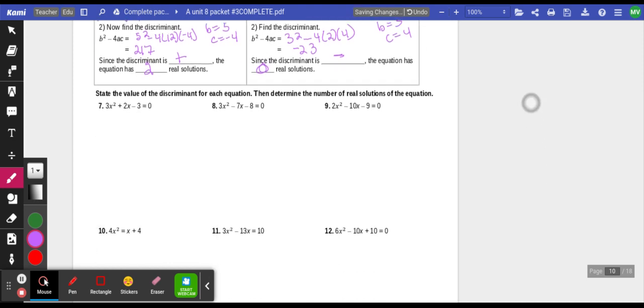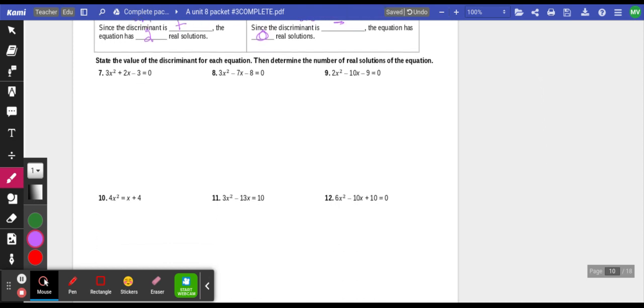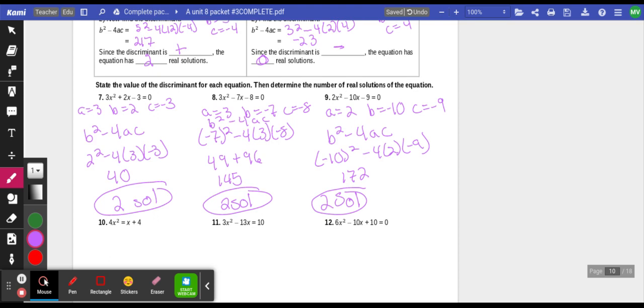So I want you to pause, and I want you to try 7, 8, 9. You're just identifying how many real solutions. So number 7, a equals 3, b equals 2, c equals negative 3. I substitute those into b squared minus 4ac. So it's 2 squared minus 4 times 3 times negative 3, which gives me 40, which is positive, so there's two solutions.